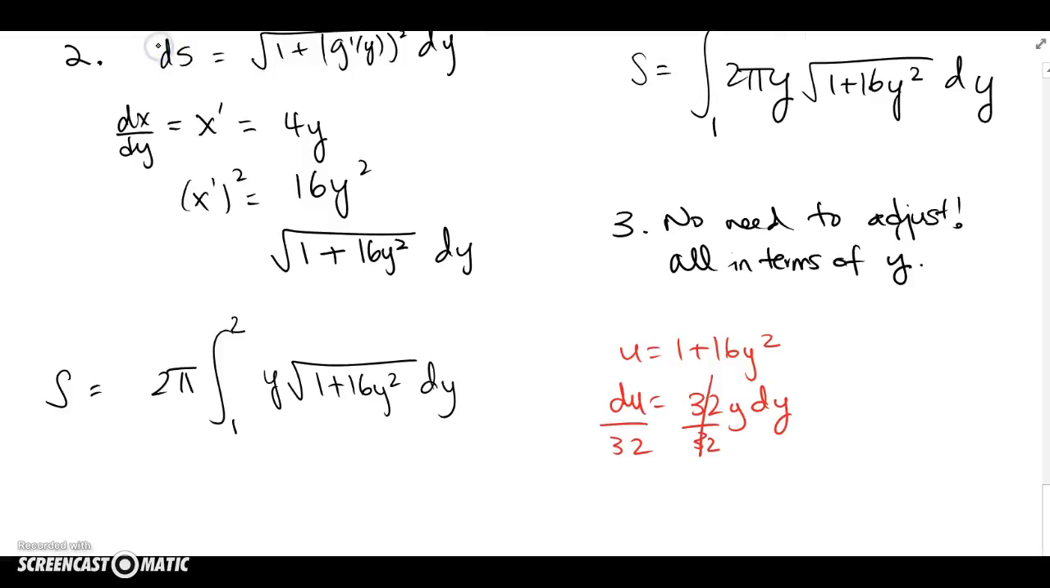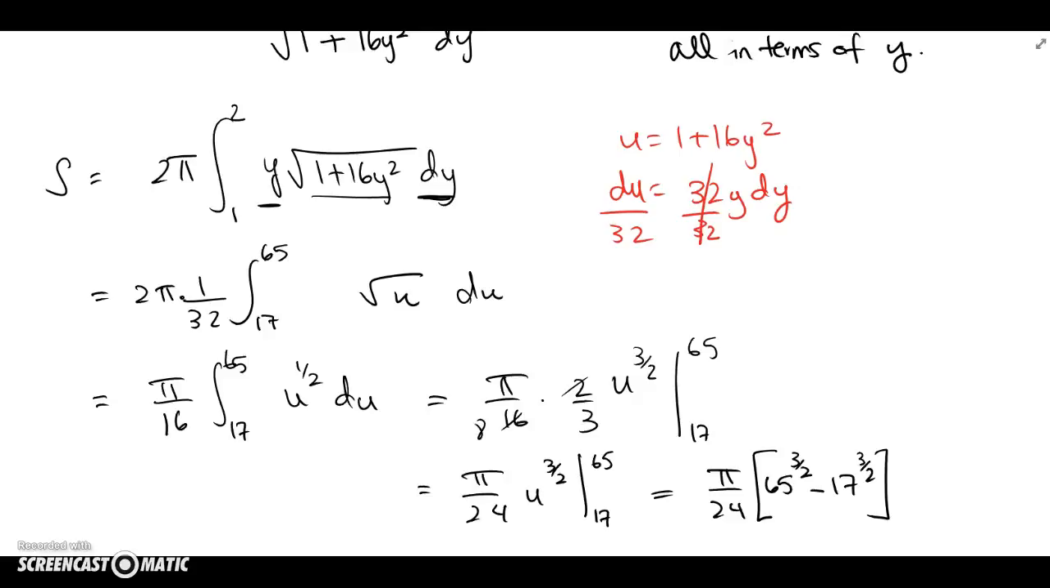So it looks like I have 2 pi. This piece was just square root of u, and then this piece and this piece got picked up with the du over 32. So du, and I'll put 1 over 32 outside. Let's go ahead and change our limits of integration. If y is 1, that's just going to be 16 plus 1, which is 17. And if y is 2, that's just going to be 4 times 16, 64, plus another 1 is going to be 65. So just another square root integral to deal with.